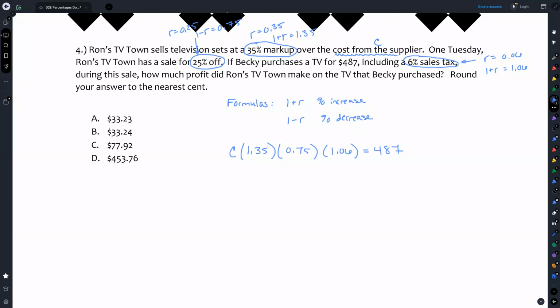All right, so now I have an equation. I can multiply those 3 factors together. I'm getting 1.07325. And that equals 487. So let's divide 487 by that 1.07 number. And I end up with 453.762.